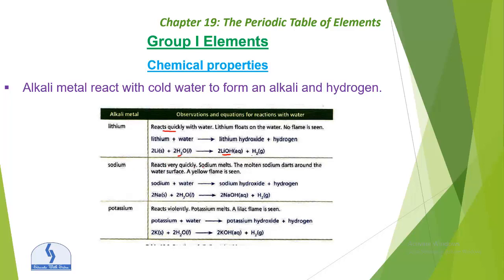Sodium reacts very quickly. Sodium melts. The molten sodium moves around the water surface, and a yellow flame is seen. So sodium reacts with water to become sodium hydroxide and hydrogen. Sodium hydroxide is again an alkali. Potassium reacts violently. Potassium melts and a lilac flame is seen. Potassium reacts with water to form potassium hydroxide, which is an alkali, and hydrogen gas.